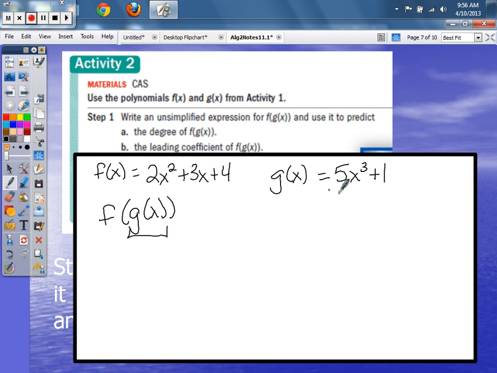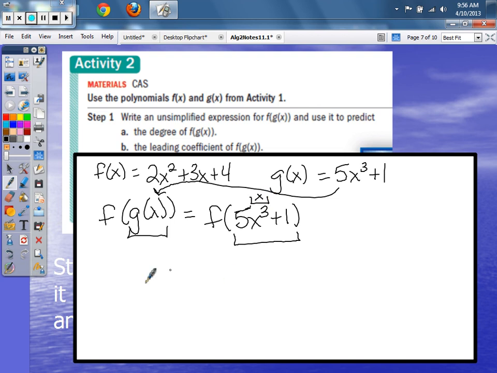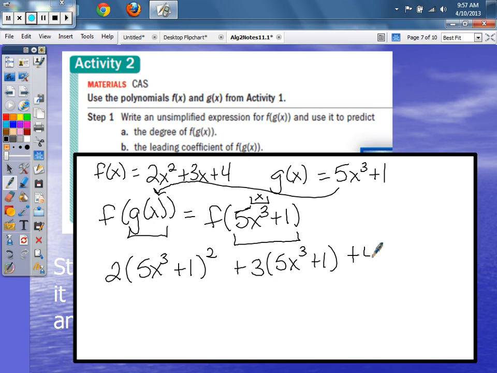So we're going to take g of x here, and I'm going to insert it in parentheses. I hope you guys remember how to compose things. 5x to the third plus 1. This is a set of directions telling me to go to function f, plug in 5x to the third plus 1 wherever I see an x in that function. So I have 2 times (5x to the third plus 1) squared plus 3 times (5x to the third plus 1) plus 4. They don't want us to multiply that all out, which is good.